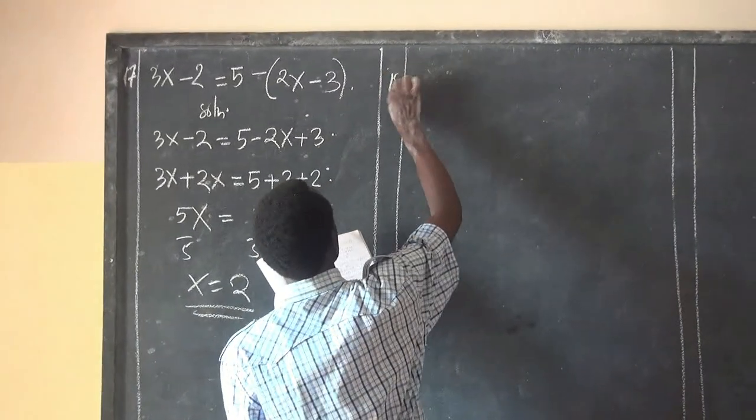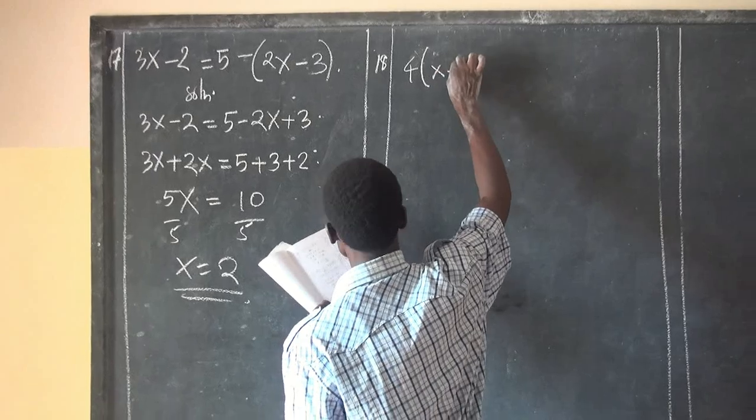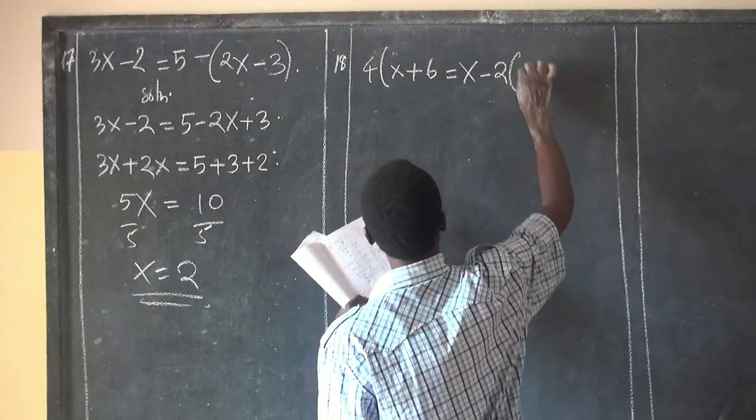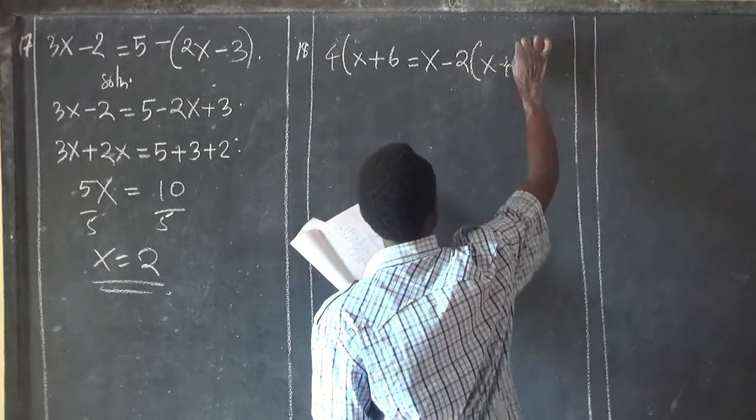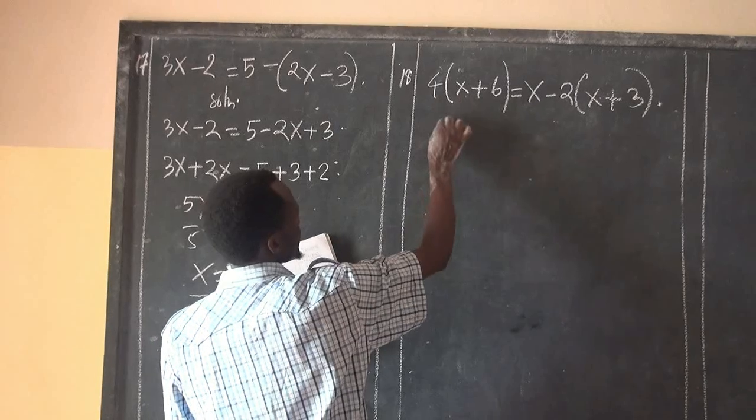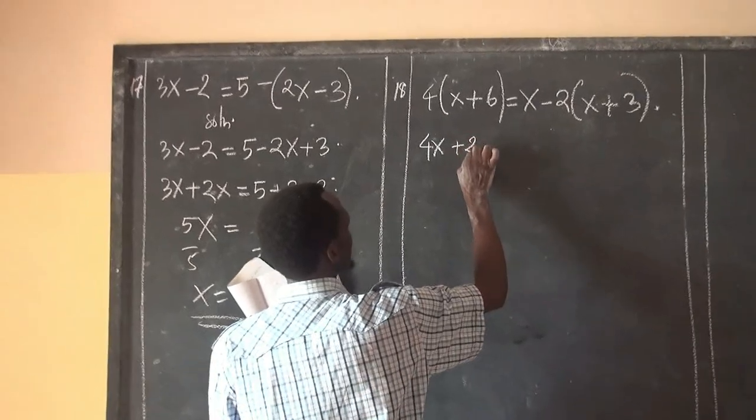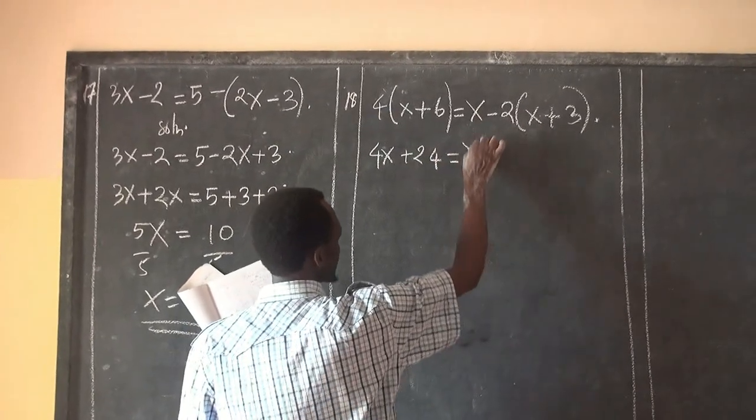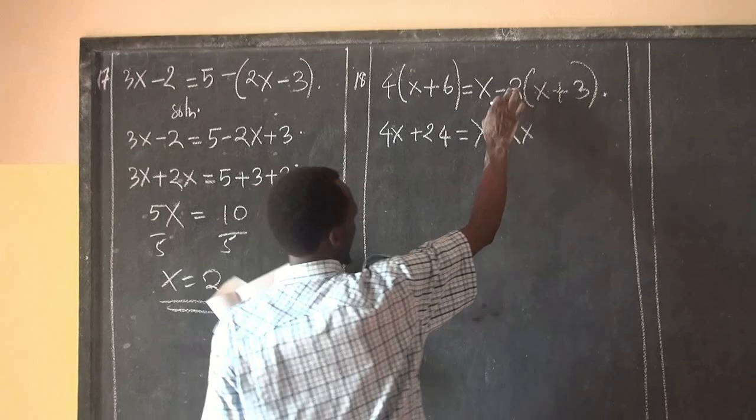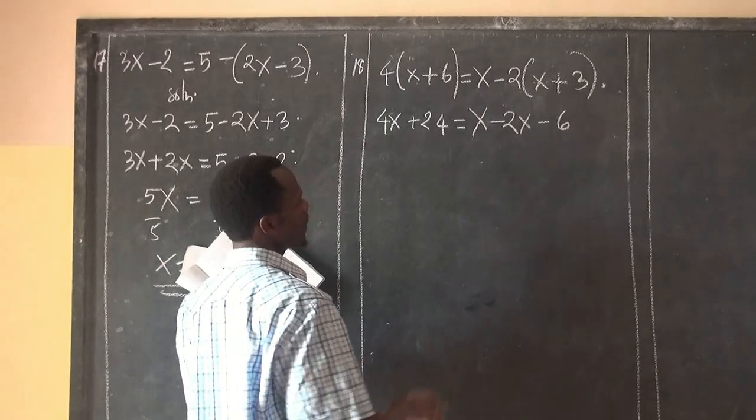Now, example number 18. We have 4(x plus 6) is equal to x minus 2(x plus 3). Now, open the bracket. 4 times x is 4x. 4 times 6 is 24, which is equal to x. Now, negative 2 times x is negative 2x. Negative times positive, you get negative 6. Now, collect the like terms.